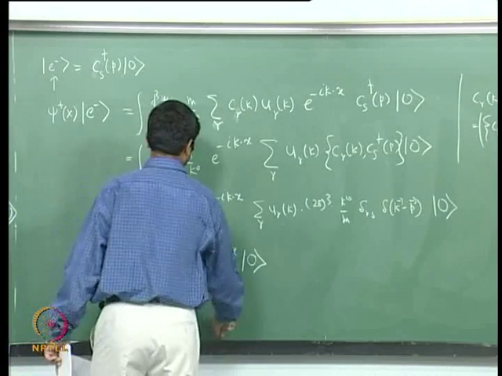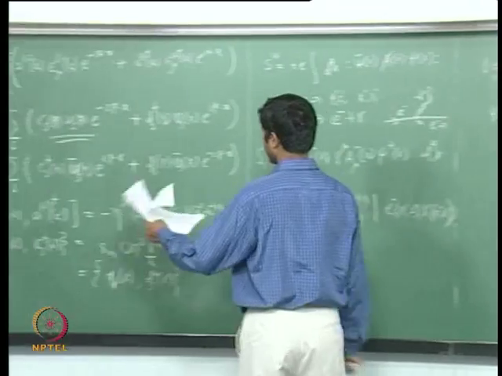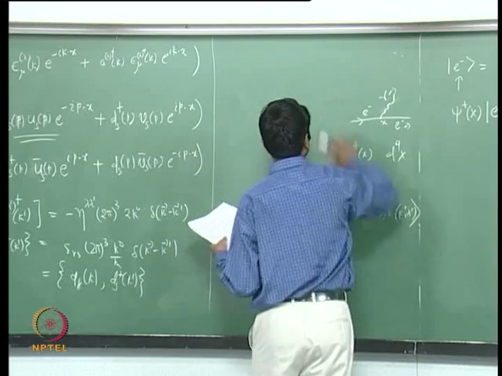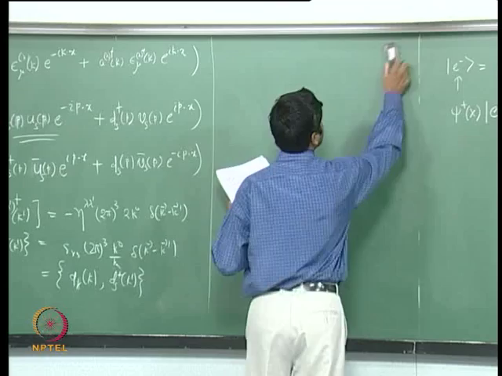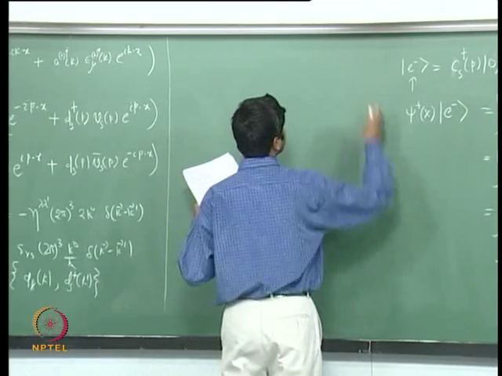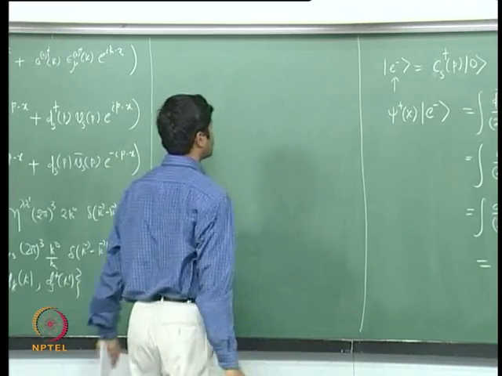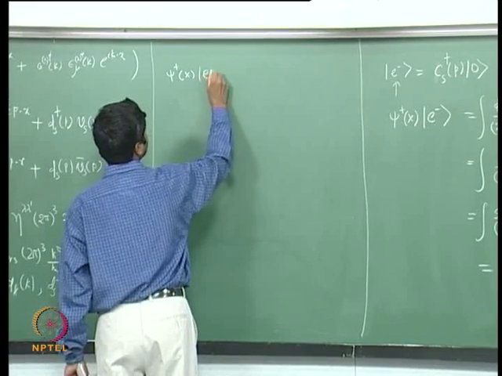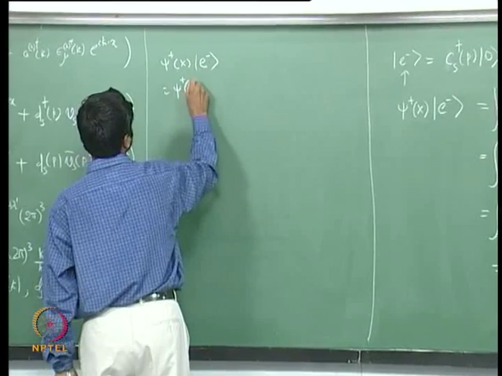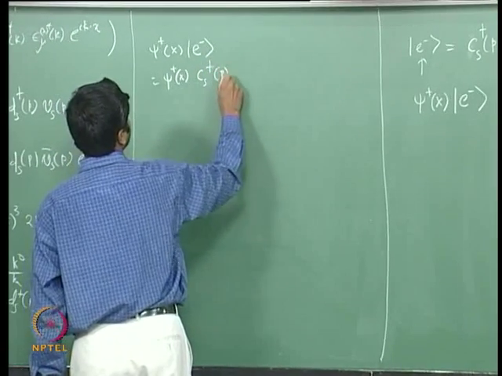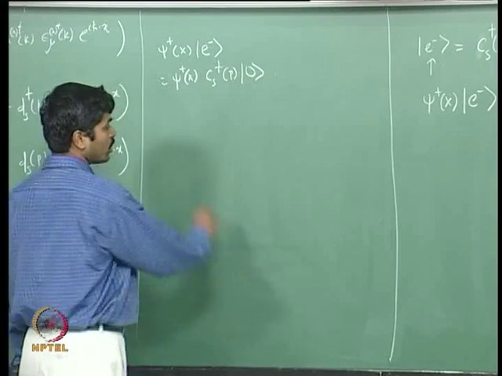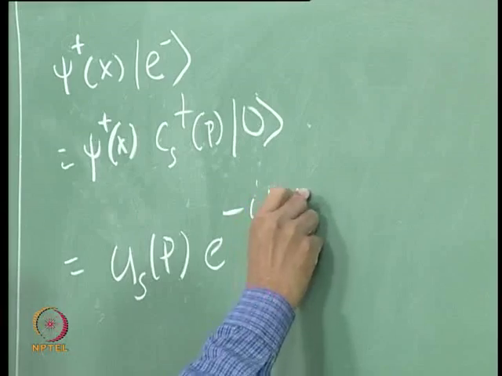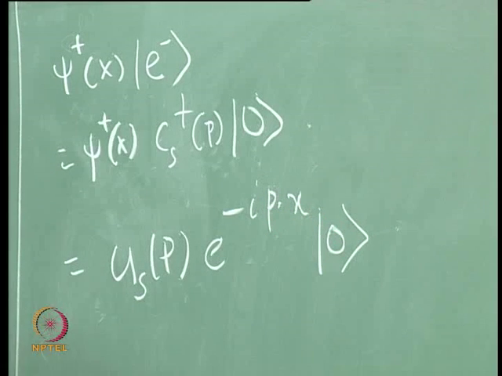So, therefore, what we saw from these results is that ψ+(x) acting on e^-, which is nothing but ψ+(x) c_s†(p) on the ground state, is equal to u_s(p) e^{-ip·x} acting on the ground state.